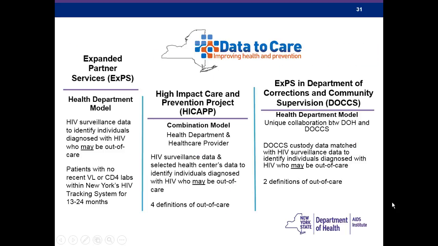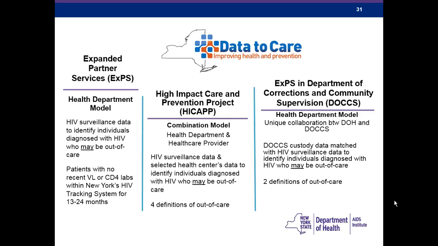So in New York State, we have three data to care programs. The primary one we're going to be talking about today is the Expanded Partner Services initiative. It is a health department model where we're using the surveillance data to find people who we are presuming to be out of care. Our definition is we look for folks who have no CD4 or viral load within our tracking system for 13 to 24 months. And we did have to cut that off at 24 months because of the magnitude of people that we have in New York State that are HIV positive and out of care. If we used a larger time frame than that, we didn't have enough staffing to cover the number of people we had in New York State.